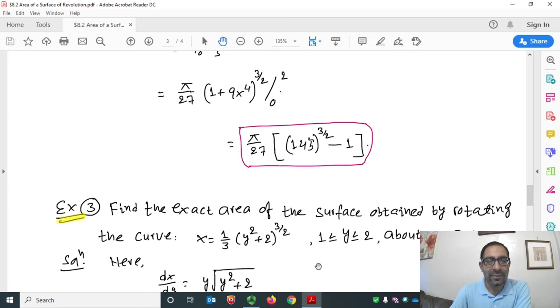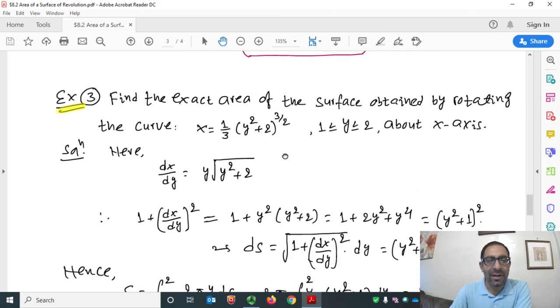Let's move on. Example 3. Find the exact area of the surface obtained by rotating the curve, the curve is given here, with the y bounds, y between 1 and 2, about the x-axis. Solution. Let's take the derivative of these functions. Now this derivative is with respect to y, so dx over dy equals, you take the derivative here, use the chain rule, then simplify. It gives us y times radical y square plus 2.